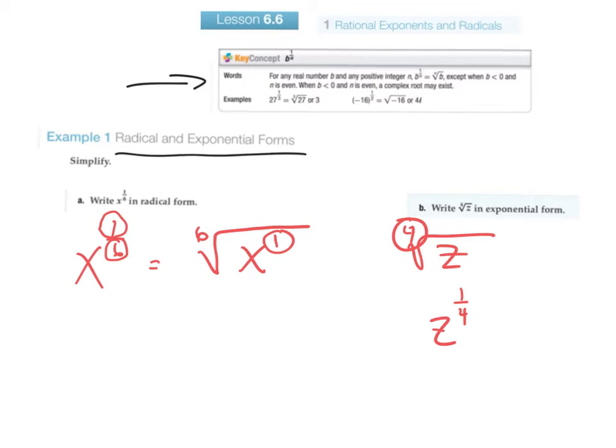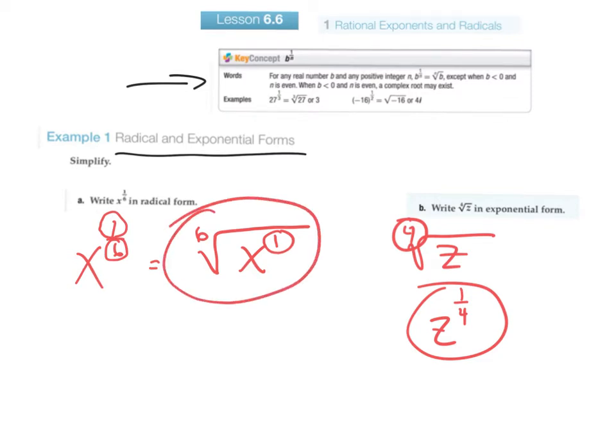And so we can change back and forth. So our answer for this one is z to the 1/4, and when we change it to radical, it's the radical with root 6 of x to the first power.